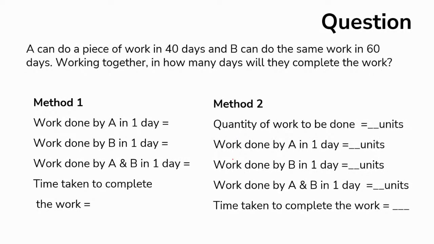For example, the first problem: A can do a piece of work in 40 days, and B can do the same work in 60 days. Working together, in how many days will they complete the work? We can solve this problem in two methods. First, I go for method one. So work done by A in 1 day. What they're saying is A can do a piece of work in 40 days. So in 1 day, how much piece of work can he do?